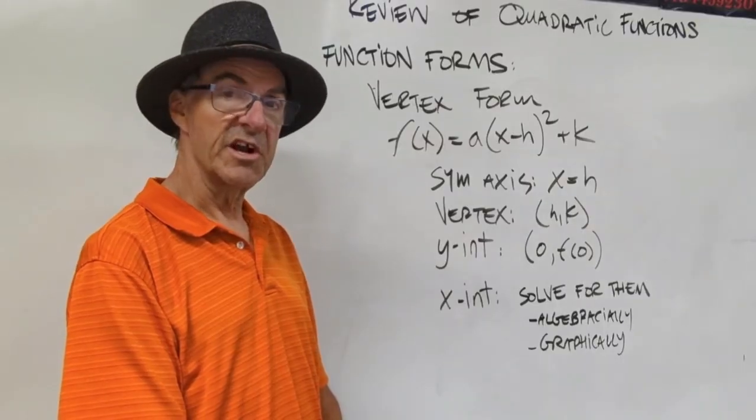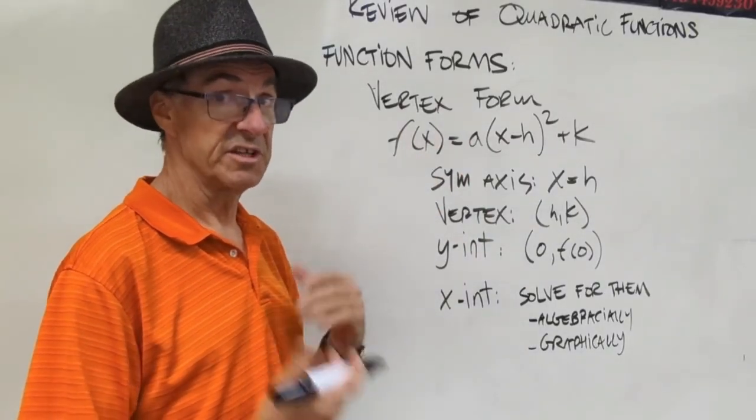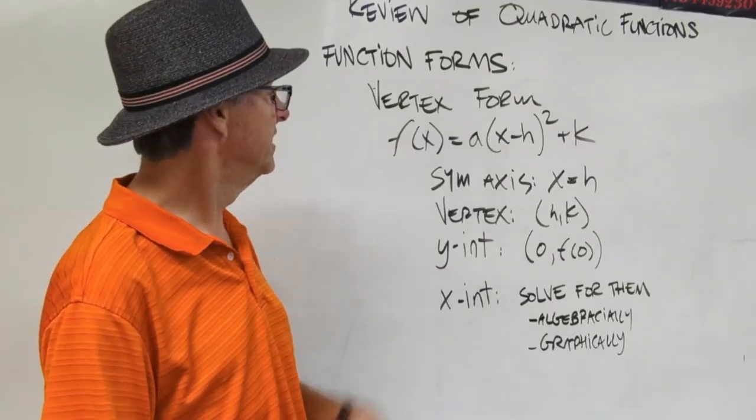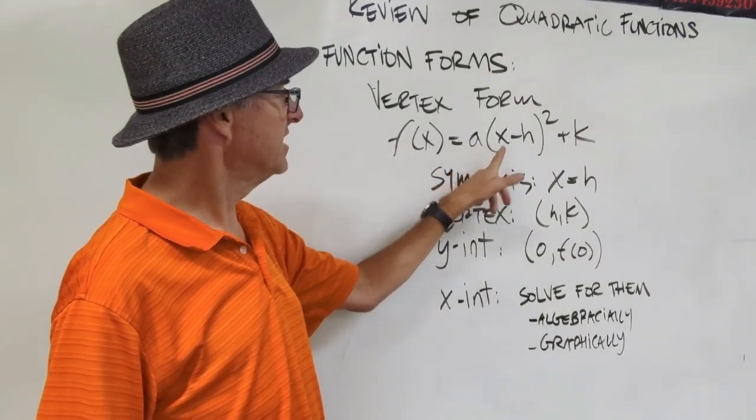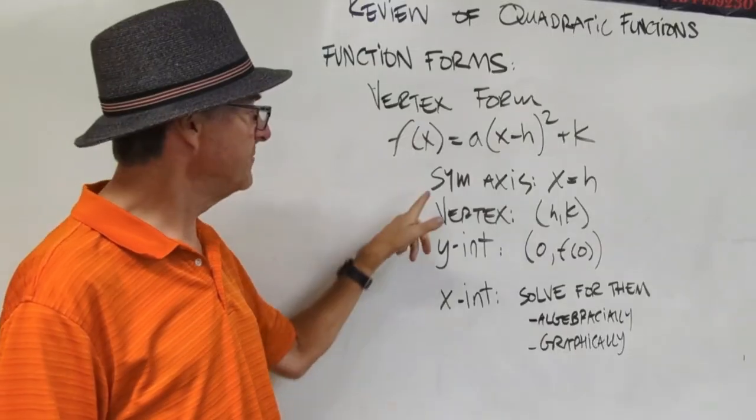All right, let's look at our second form. This is called vertex form for good reason, because you get the vertex out of that for free. Here's our form, a times x minus h squared plus k. Let's just go through this in the same order.